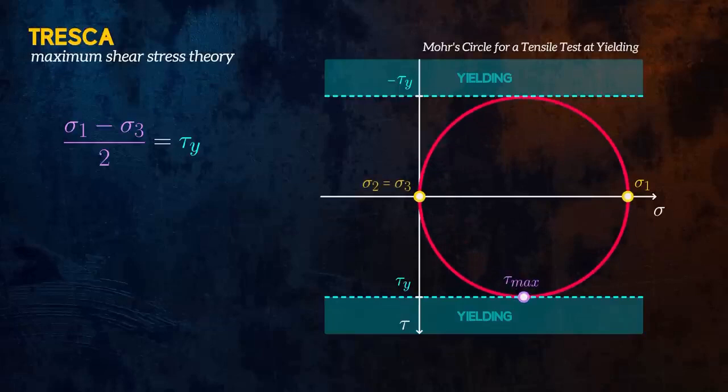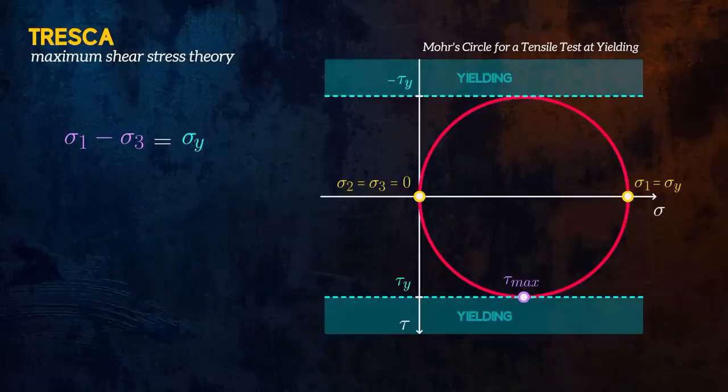Mohr's circle for a uniaxial tensile test at yielding looks like this. The intermediate and minimum principal stresses, sigma 2 and sigma 3, are equal to 0, and the maximum principal stress, sigma 1, is equal to the yield strength of the material. The shear stress at yielding is equal to half of the yield strength of the material, so we can rewrite our equation to obtain the standard formulation for the Tresca theory.